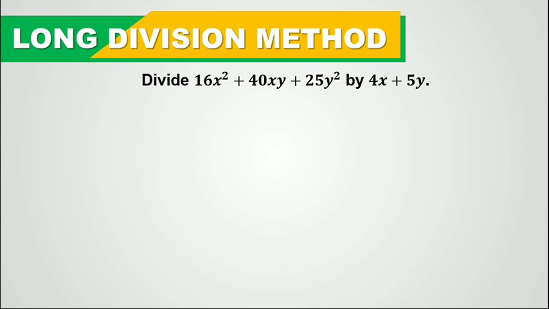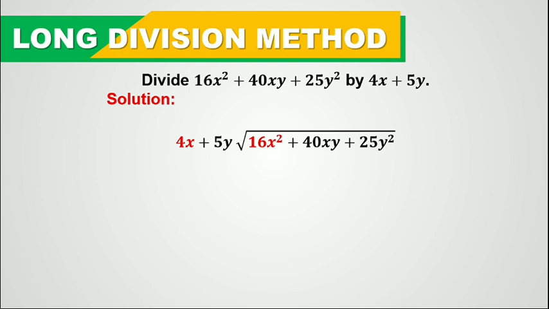So in the solution, we are going to copy the dividend. This is the dividend, and 4x plus 5y is the divisor. The dividend will be placed inside the division symbol. This is not a square root, by the way. So again, the dividend will be placed inside the symbol while the divisor will be placed outside.